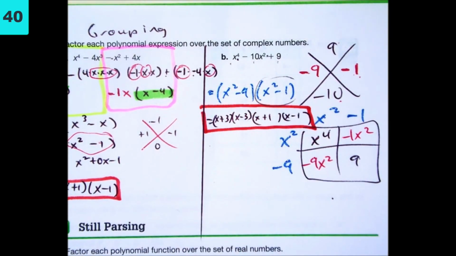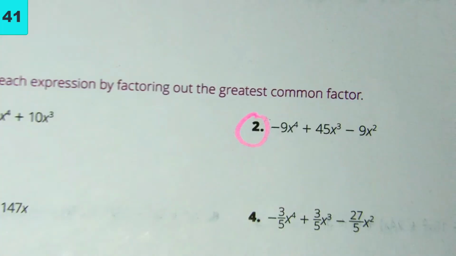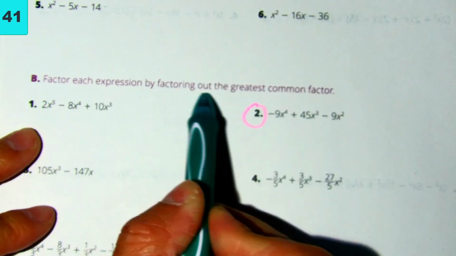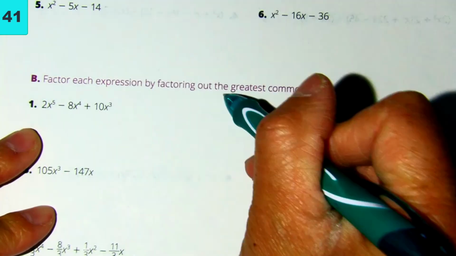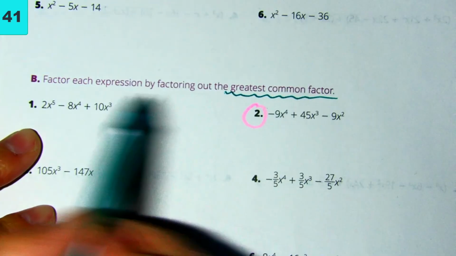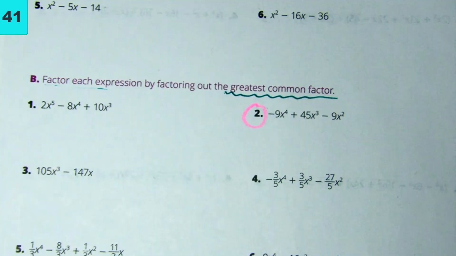There's my answer. Alright, in question B2, it gives you a hint. It says, factor each expression by factoring out the greatest common factor. Now in your quiz tomorrow, I'm not going to tell you to do this. I'm just going to say factor completely. You should always be thinking about the greatest common factor.